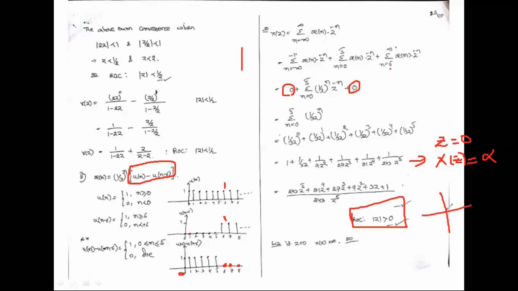So take the range as above 0, nothing but 0.1, or let us take 0.5, 1, 1.5, and so on. All the values except z is equal to 0. If z is equal to 0, X of z becomes infinite. Except z is equal to 0, the entire z plane is the region of convergence.